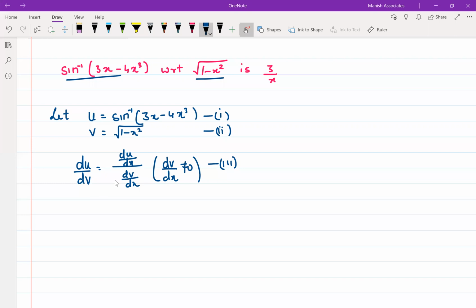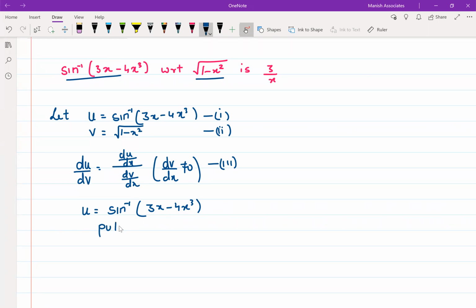Now it's very simple. क्या करना है? I just have to now individually find du by dx and dv by dx. And once I finish finding du by dx and dv by dx, I'll have to substitute. That's it. मुझे और कुछ नहीं करना. So let's start with u now. U is sine inverse of 3x minus 4x cube. If you remember this expression, I can think of one substitution.